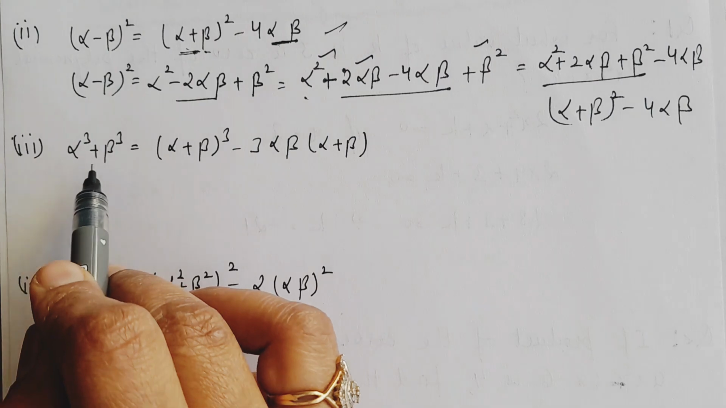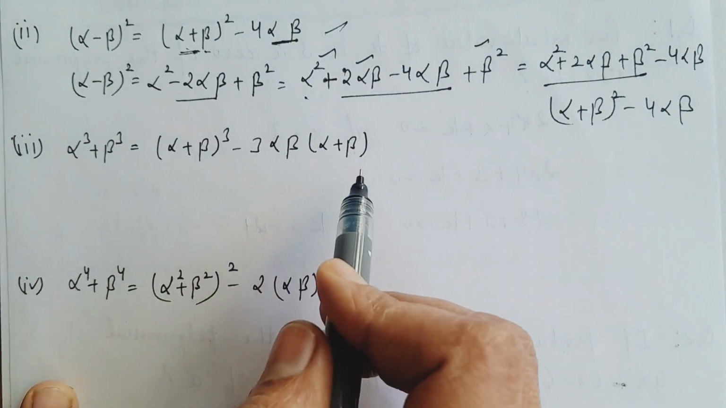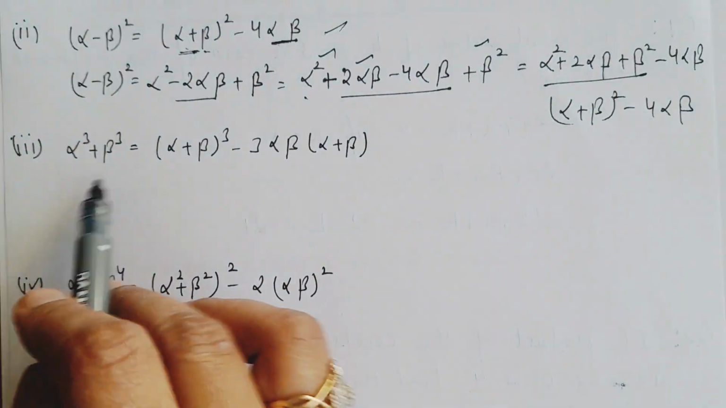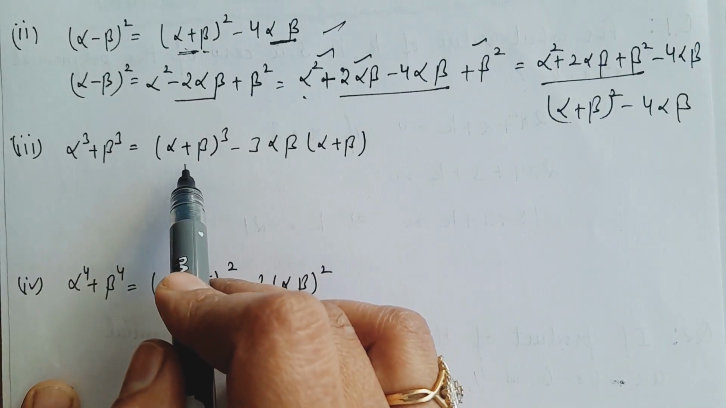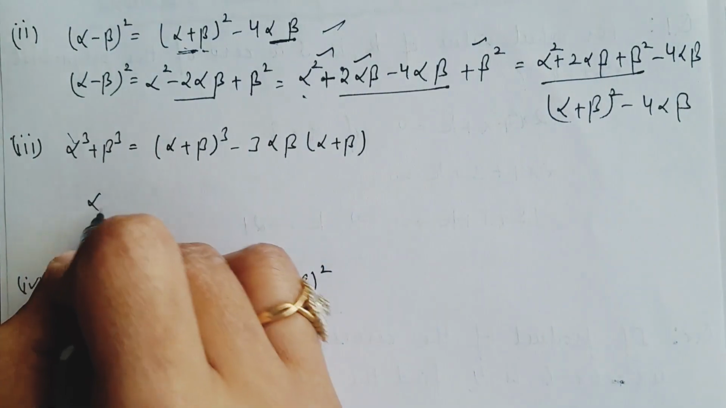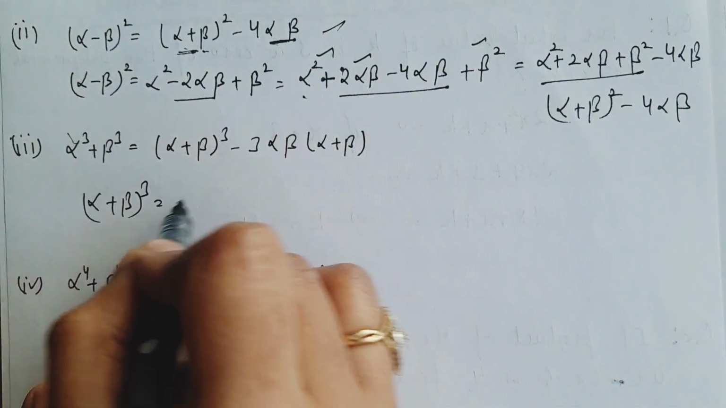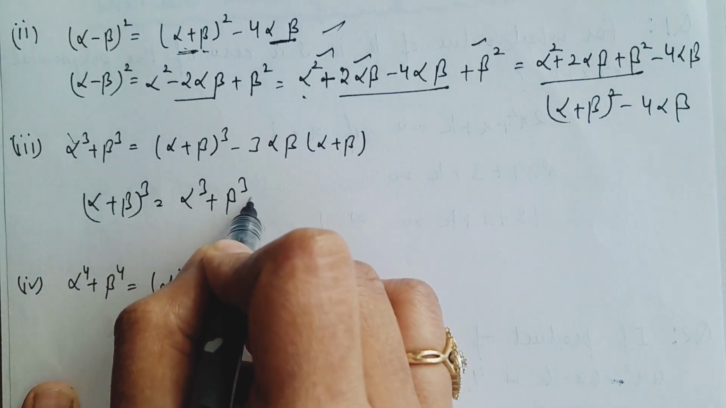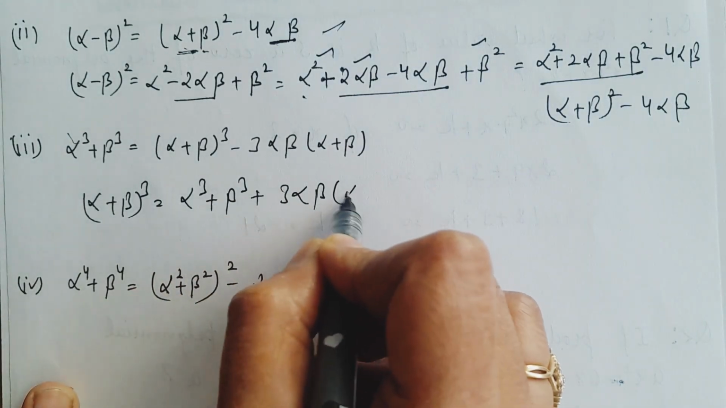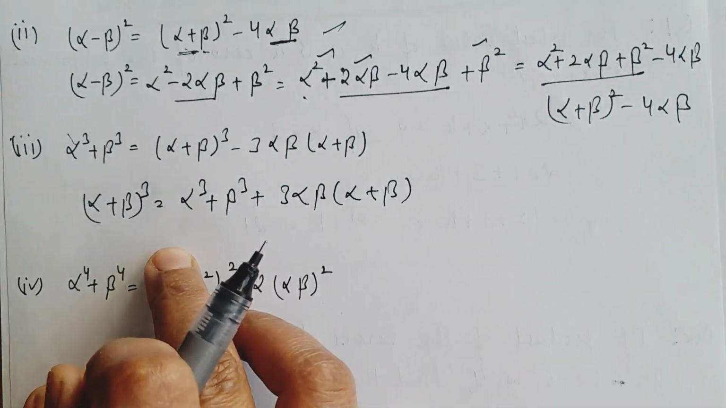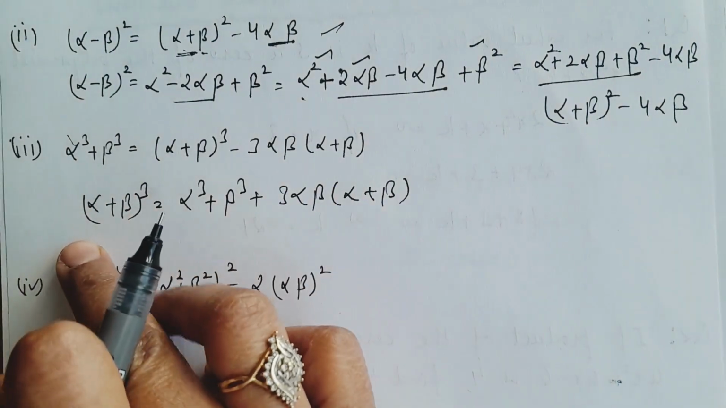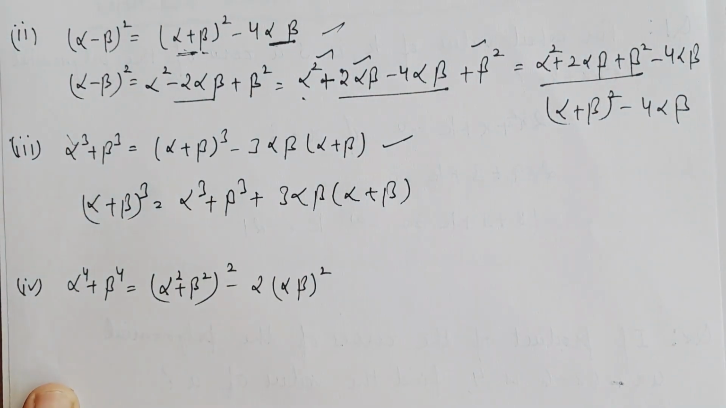The identity is alpha cube plus beta cube is this. We already did this direct formula in 9th class, so you can do it by that only. Alpha plus beta whole cube, that was alpha cube plus beta cube plus 3 alpha beta into alpha plus beta, and by this only we have shifted this term to the left side, we will get this identity.